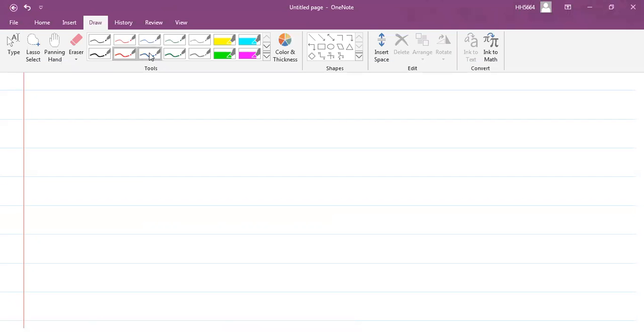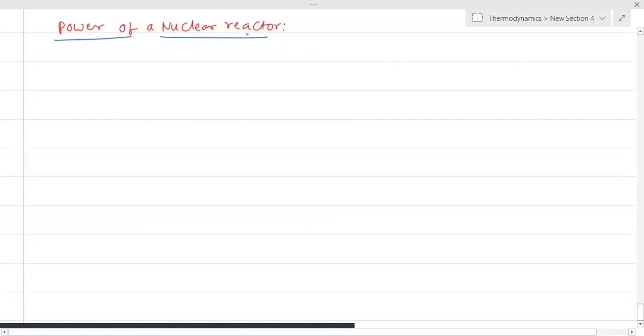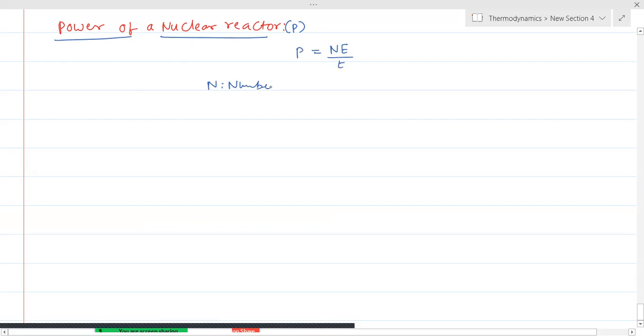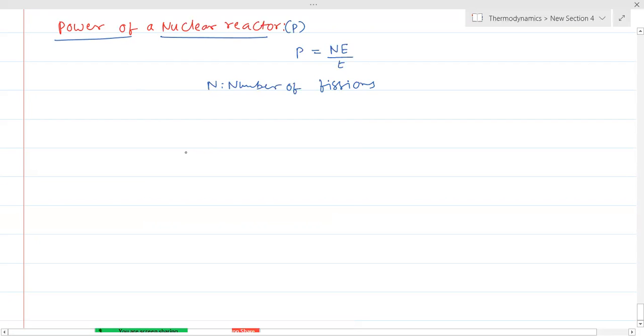So here, for nuclear fission, we are taking the power of a nuclear reactor. This is very important. We symbolize power as P equals energy by time, so P equals NE by t. Capital N is the number of fissions. Suppose that instead of the number of active atoms available, the number of fissions is given.